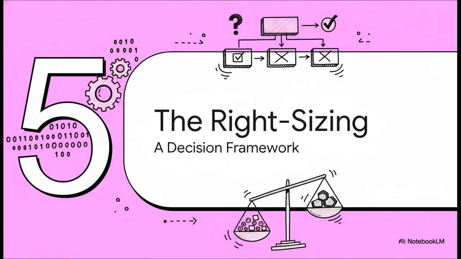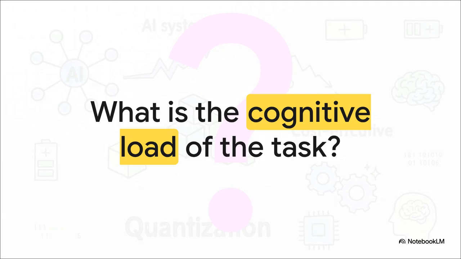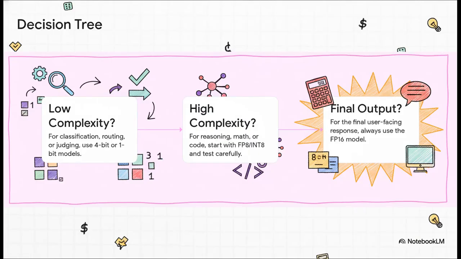Okay, we have the tools, we have the patterns. Now for the final piece of the puzzle. A simple, actionable framework to help you decide when to use what in your own architecture. For every single step in your AI workflow, you have to ask yourself one single critical question, and it's this. What is the cognitive load of this specific task? Is it a simple, repetitive job like classification, or is it a complex, nuanced task like writing code or doing multi-step math?